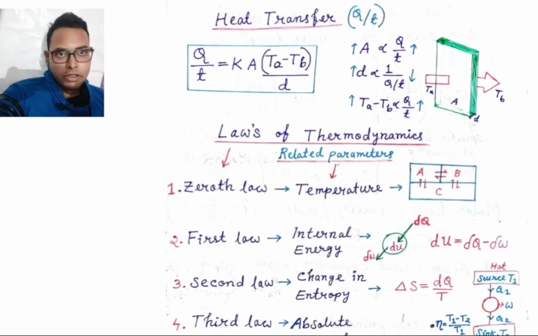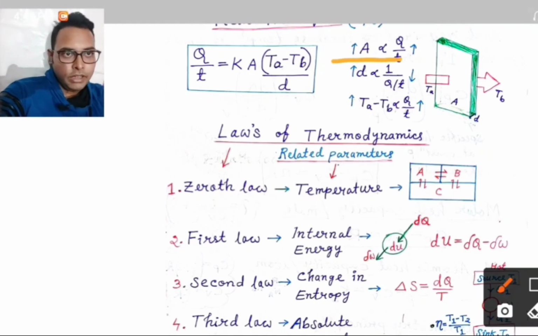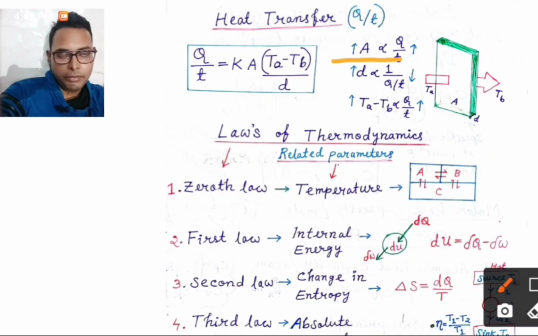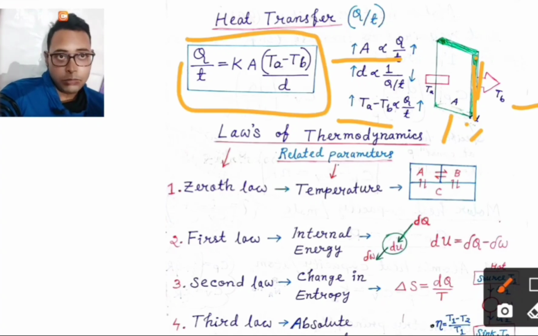This will be directly proportional to the area of cross section of that material, and inversely proportional to the thickness of that material, okay. And directly proportional to the temperature difference between both the places of that substance, okay. This is the relation. Remember and use it in solving problems, okay.